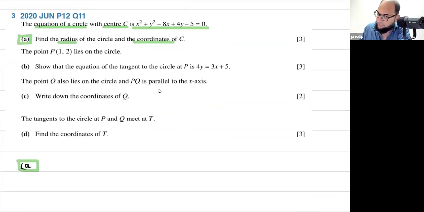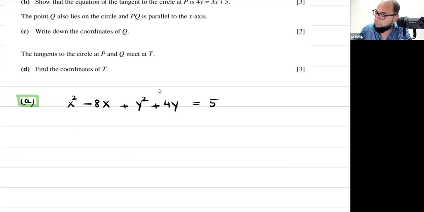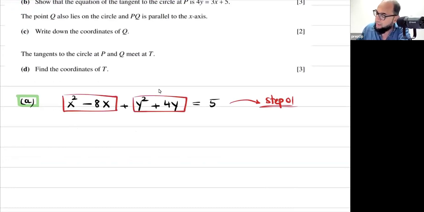Starting with the black marker, x² − 8x + y² + 4y = 5. That is the first step. Step 1: write x with x, write y with y, constant on the right hand side.